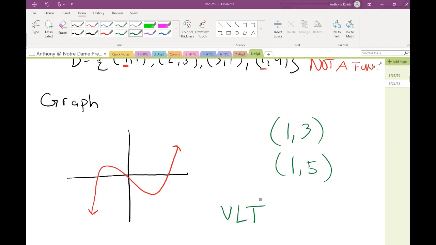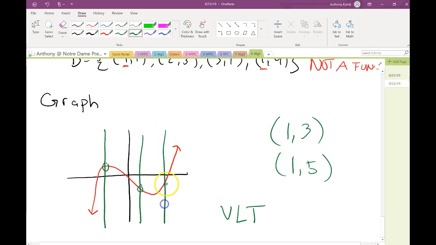So if I look at this example here, regardless of where I draw that vertical line, it's only going to intersect the graph one time. Everybody see that? So in this case, we can say that this is a function. Let's look at another couple of examples here to make sure we got the hang of this.